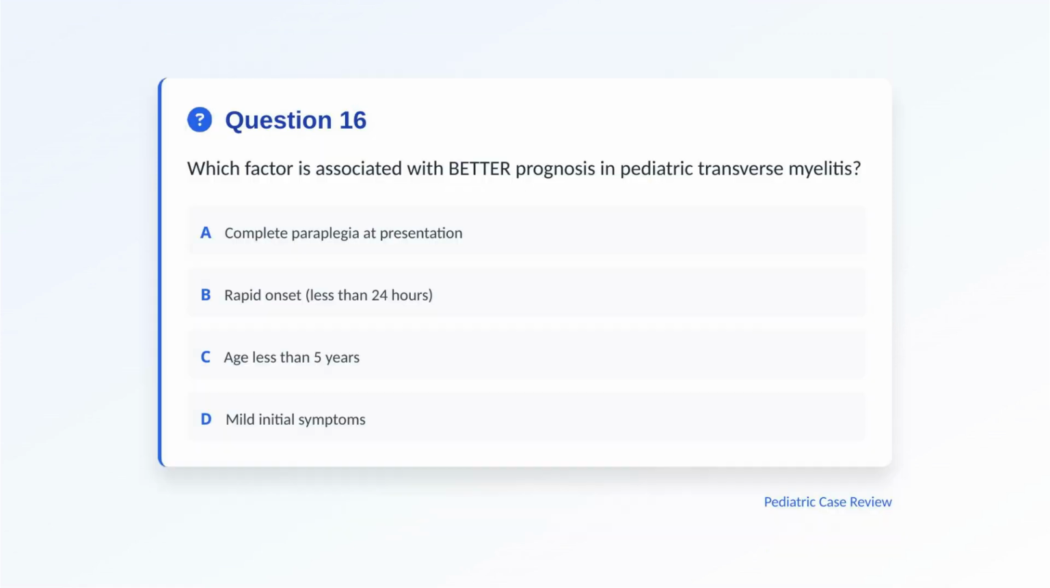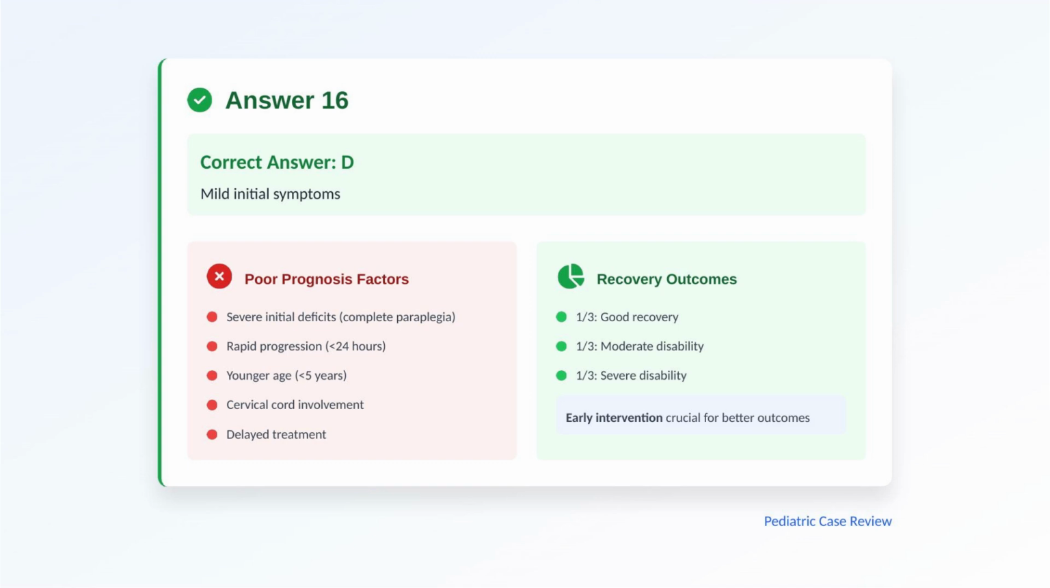Question 16 addresses prognostic factors. Which factor is associated with better prognosis in pediatric transverse myelitis? A. Complete paraplegia at presentation. B. Rapid onset, less than 24 hours. C. Age less than 5 years. D. Mild initial symptoms. The correct answer is D.